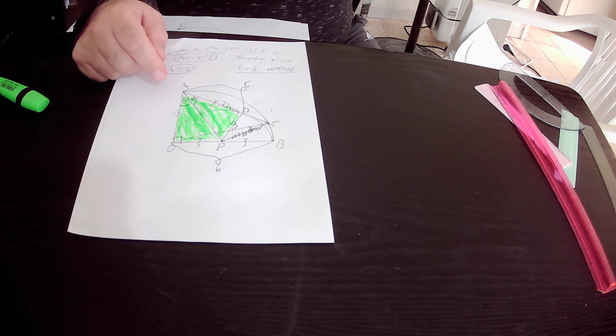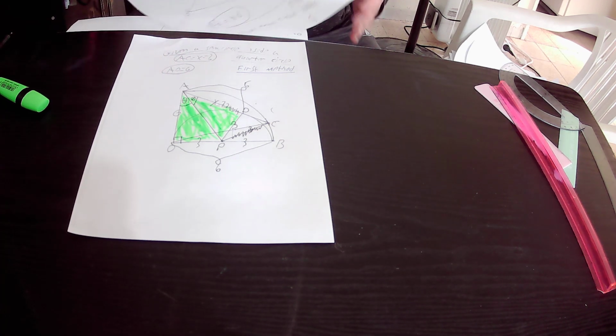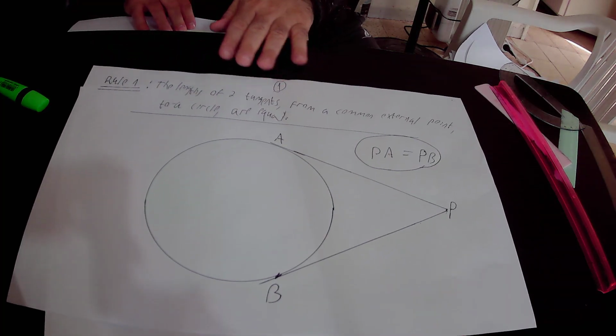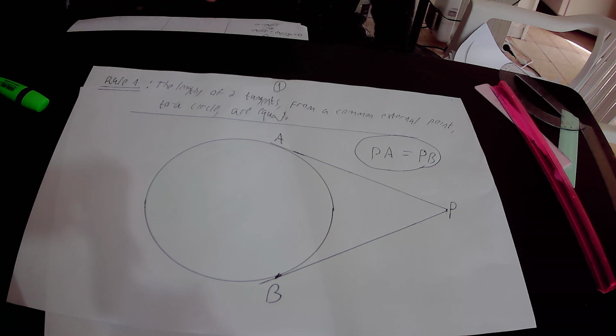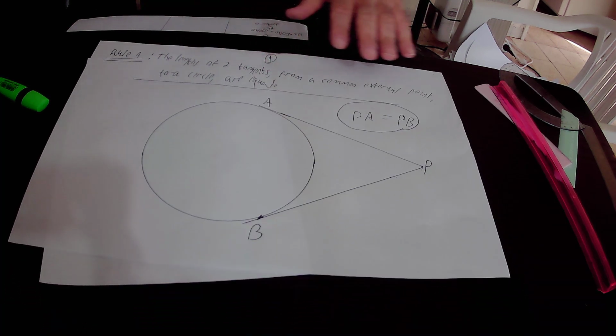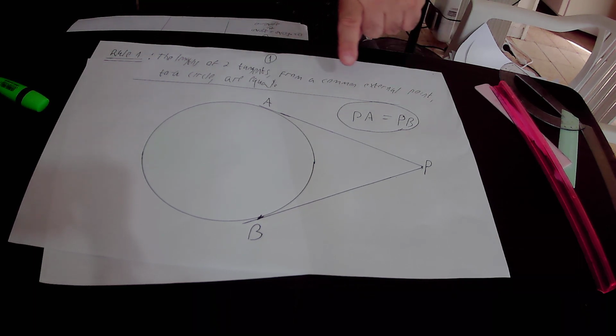And I presented to you rule number 1. According to rule number 1, the lengths of two tangents from a common external point to a circle are equal. So we have here this circle and we have point P that is the external point of this circle. From point P we draw two tangents to this circle. The first tangent is tangent PA, the second tangent is tangent PB. According to rule number 1, the lengths of those two tangents must be equal to each other. That is to say, PA equals PB. So whenever you draw two tangents to a circle from a common external point, the lengths of those two tangents must be equal to each other. In this case, PA equals PB.